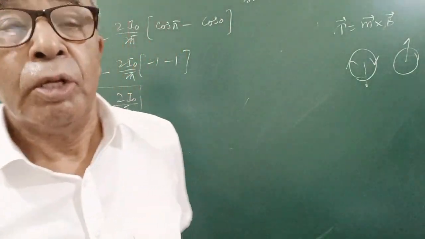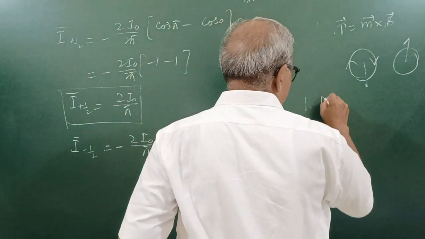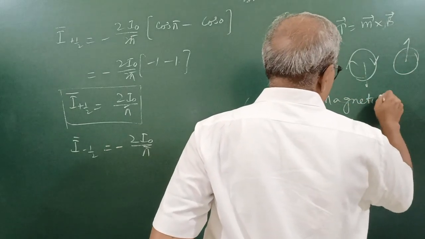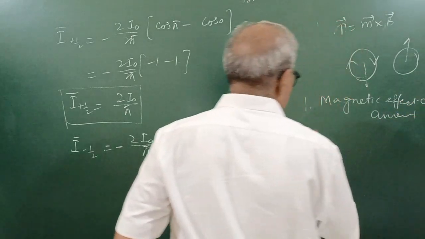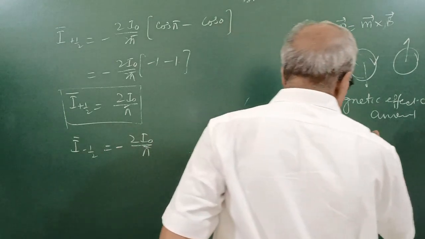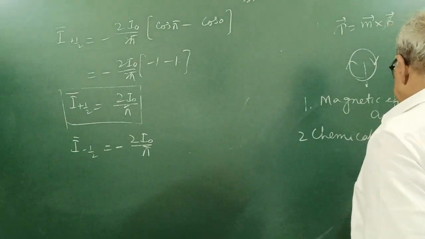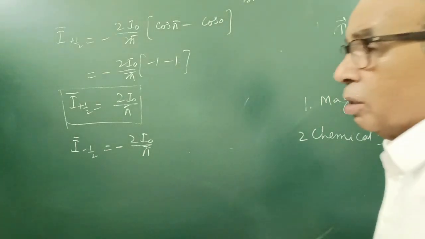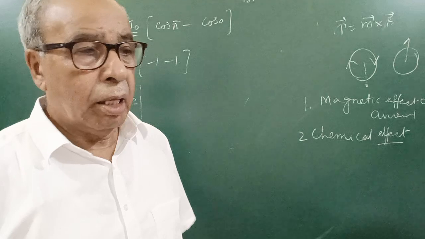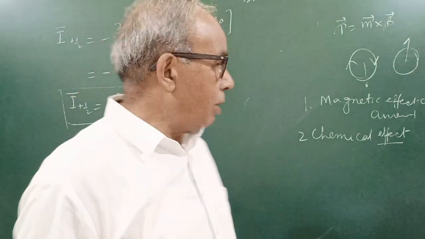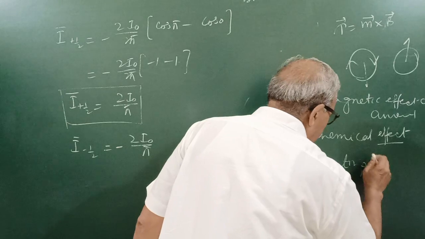So how many effects of current do you know? There are 3 effects of current. Number 1, magnetic effect of current. Number 2, chemical effect. You know what the chemical effect is? Electrolysis. When we pass electric current through the aqueous solution of certain ionic compounds, the constituent elements get deposited on the electrodes. And number 3, heating effect of current.